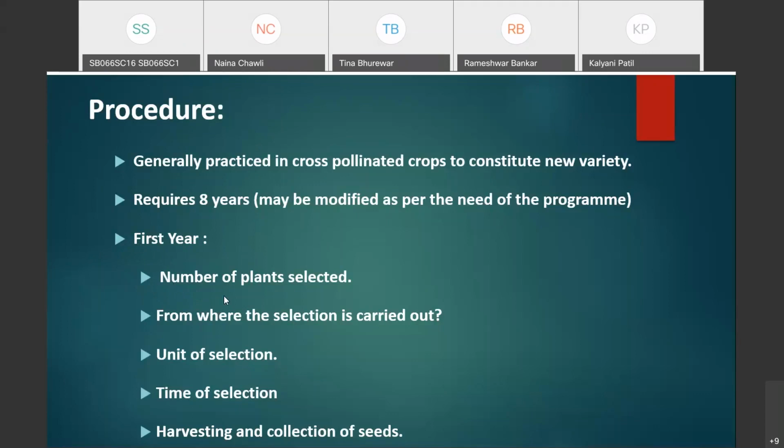Several hundred plants are selected; several hundred or more appears to be desirable if the conditions are favorable. If the conditions are favorable means if the field is available, if the funds and facilities are available, then a large number of plants, several hundreds of plants, must be selected. The selection of too few plants should be avoided.